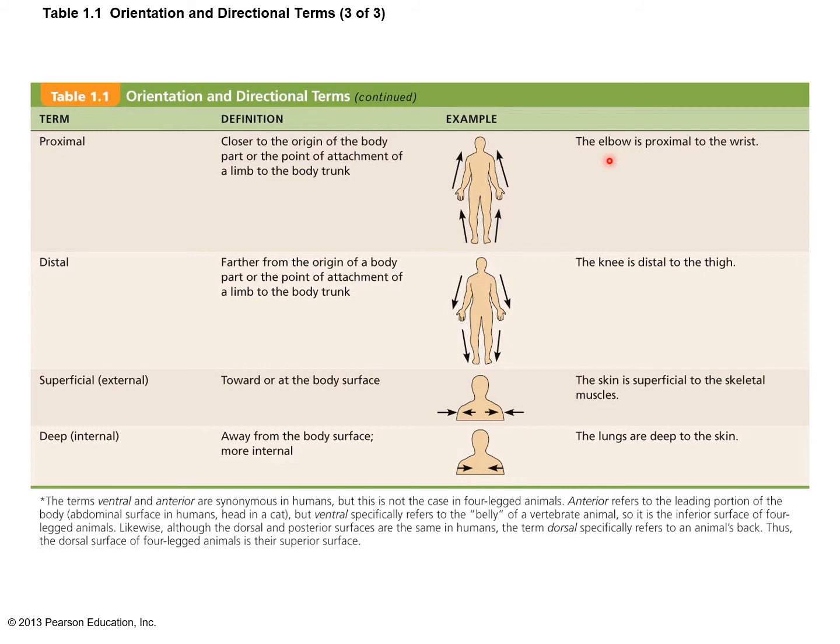If you're thinking of your knee and your thigh, your knee is going to be distal because your knee is further away from the point of origin of your leg, right? You think of the point of origin of your leg starting from your thighs, from your hips, so therefore your knee is distal.